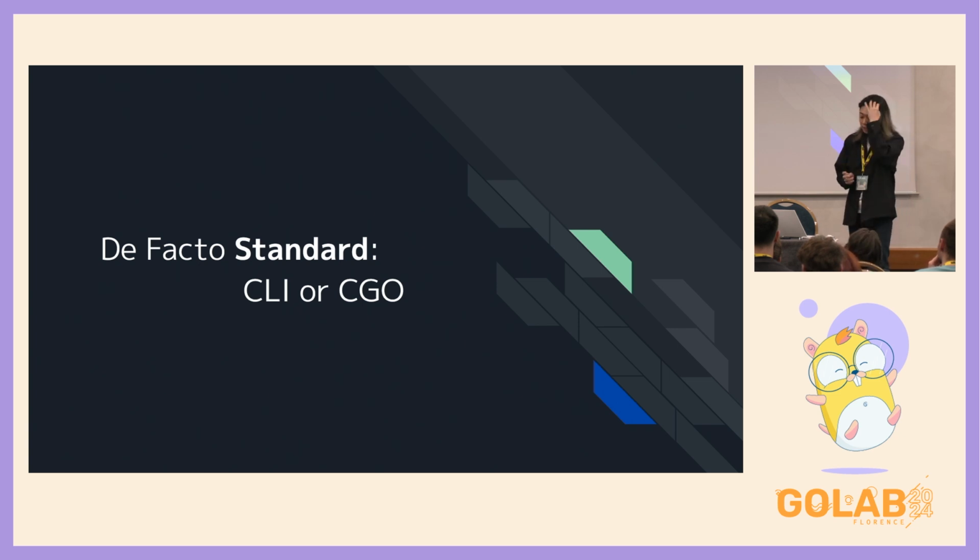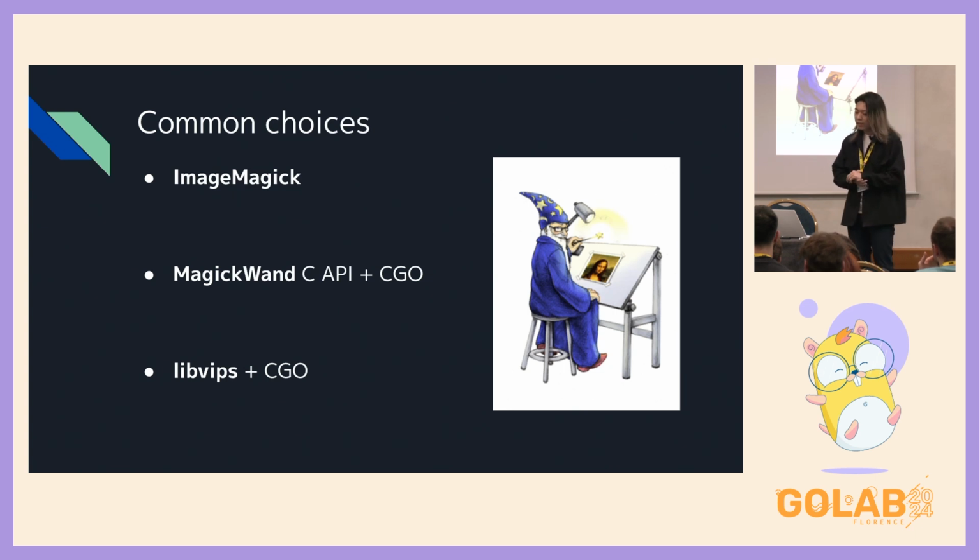As for now, the default standard for working with GIFs in Go typically relies on CLI tools or CGO bindings to C-based image processing libraries. Currently, there are a few common solutions for resizing GIFs like that. The first one, ImageMagick, is an open source C image processing tool with a CLI. We actually used ImageMagick in Traq for GIF resizing. And MagickWand, the next one, is a C library for image processing that serves as a core of ImageMagick.